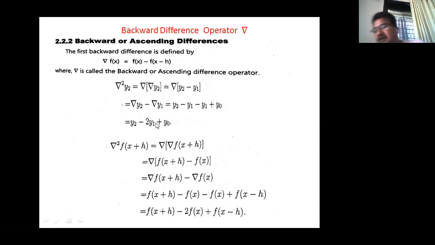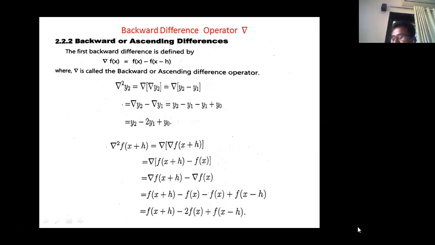Similarly, we can find the next one, del square f of x plus h. What is del square f of x plus h? It is del of del f of x plus h. And what is del f of x plus h? It is f of x plus h minus f(x), the value at the point minus the value at the previous point. So what is the previous point of x plus h?